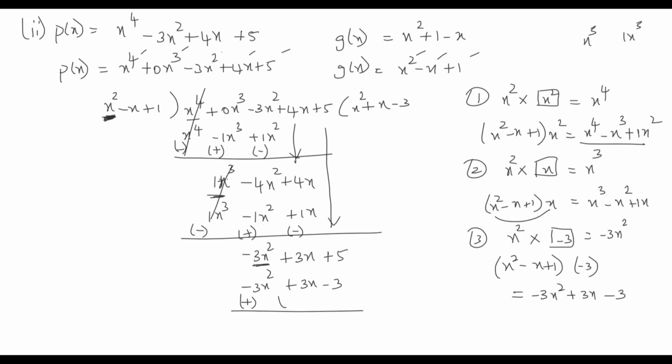Minus changes to plus, plus changes to minus, minus to plus. This gets cancelled. This also gets cancelled. We'll be left with 5 plus 3, 8. Therefore, q of x is x square plus x minus 3 and r of x is 8.